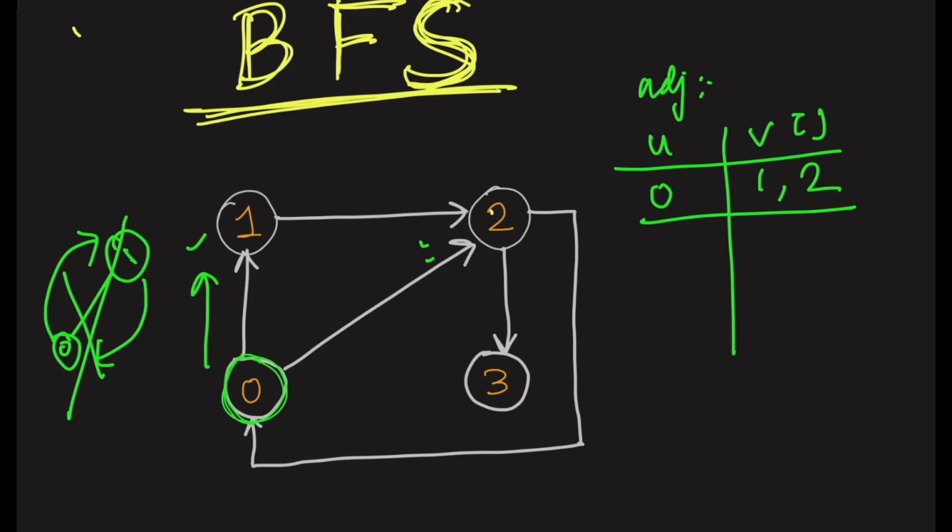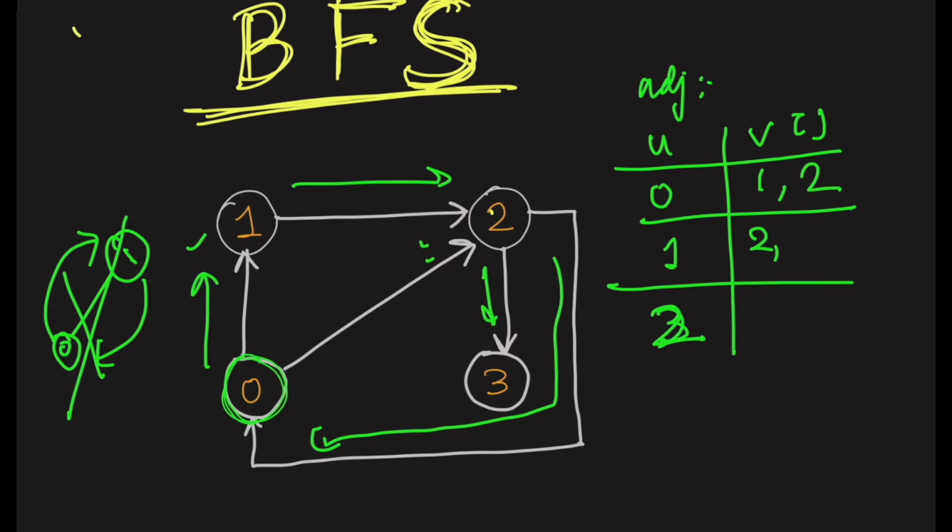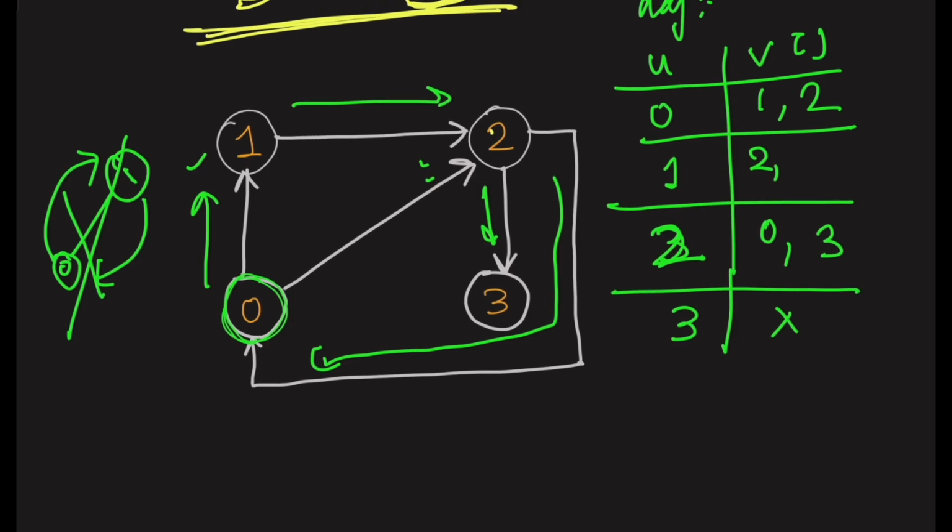Now from 1 we are going to 2, and nowhere else. Now from 2, we are going to 0 and 3. From node 3 we are going nowhere else. So we have created our adjacency list, and half of our work is done.